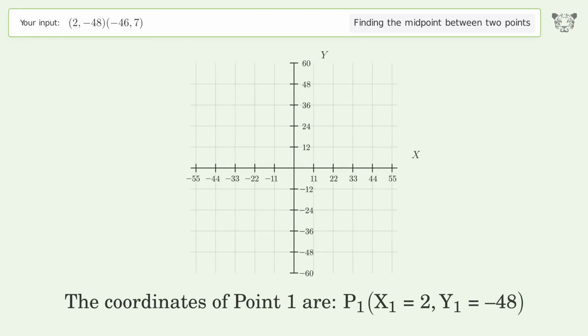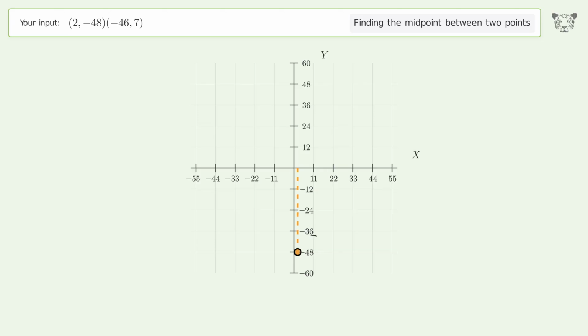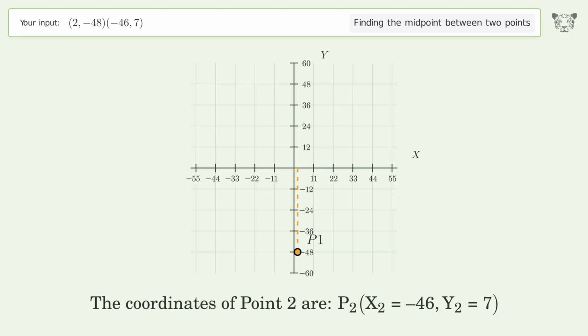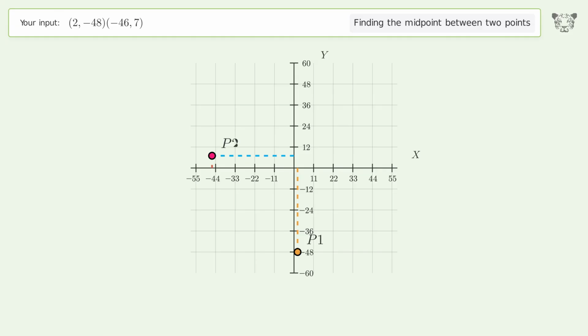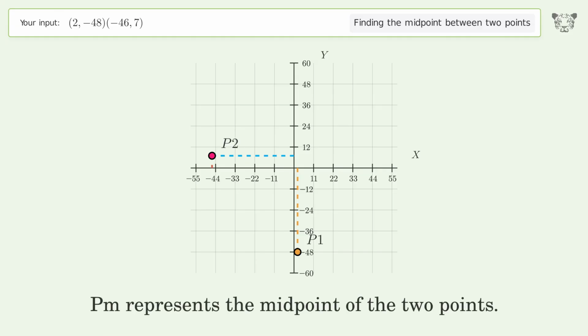The coordinates of point 1 are, x1 equals 2, y1 equals -48. The coordinates of point 2 are, x2 equals -46, y2 equals 7. PM represents the midpoint of the 2 points.